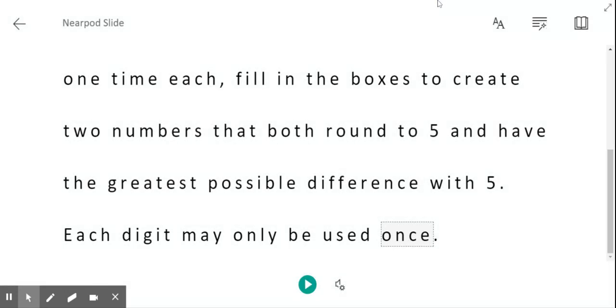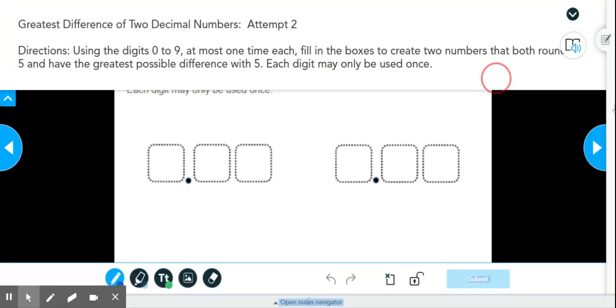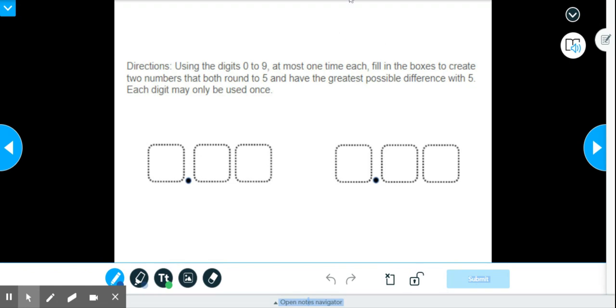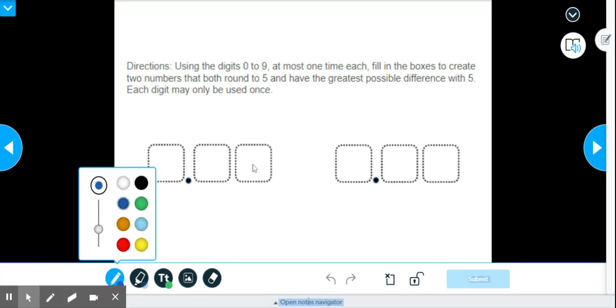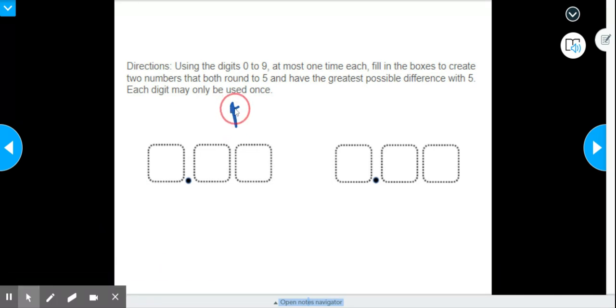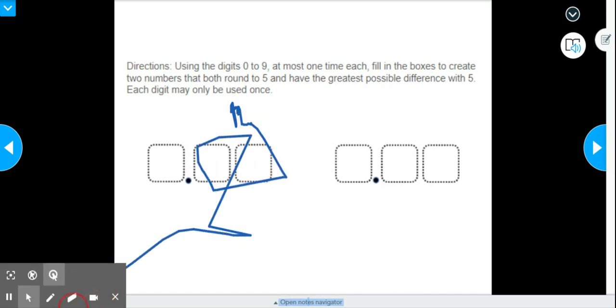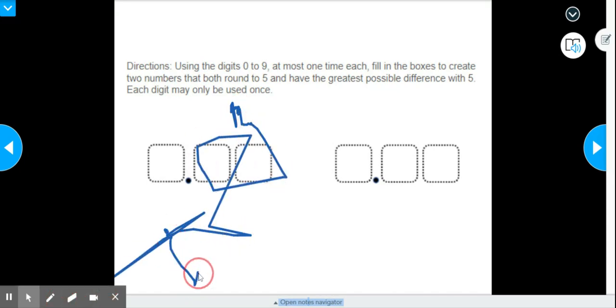So I'm going to head back to my screen with the arrow button up here. And I'm also going to close this direction box so that I can see my full screen. Remember on the first attempt I had suggested to you to write 0 through 9? I would go ahead and do that again. I would write 0 through 9.